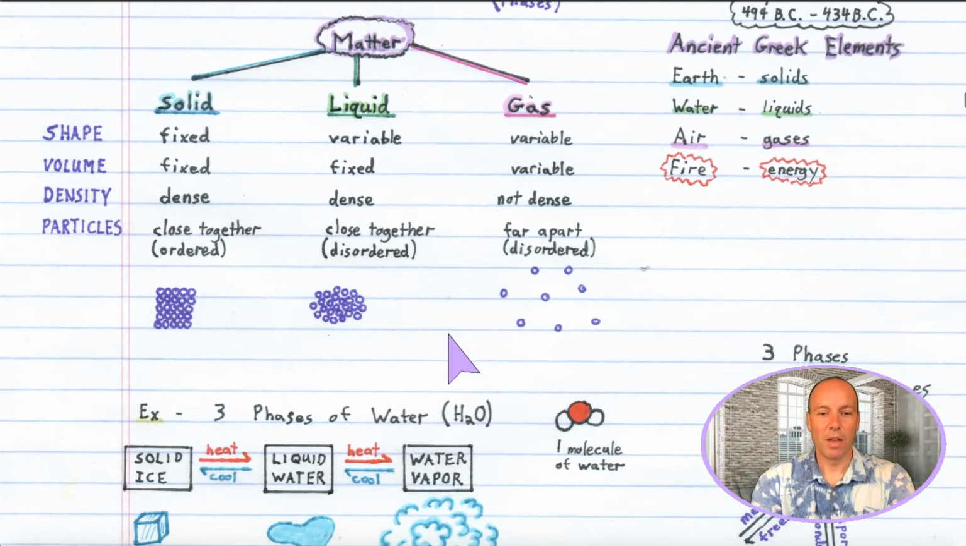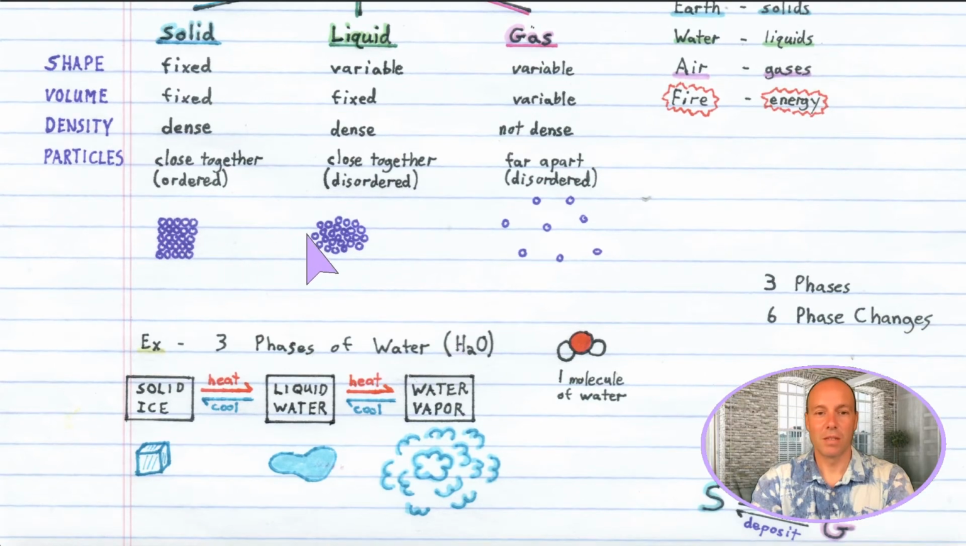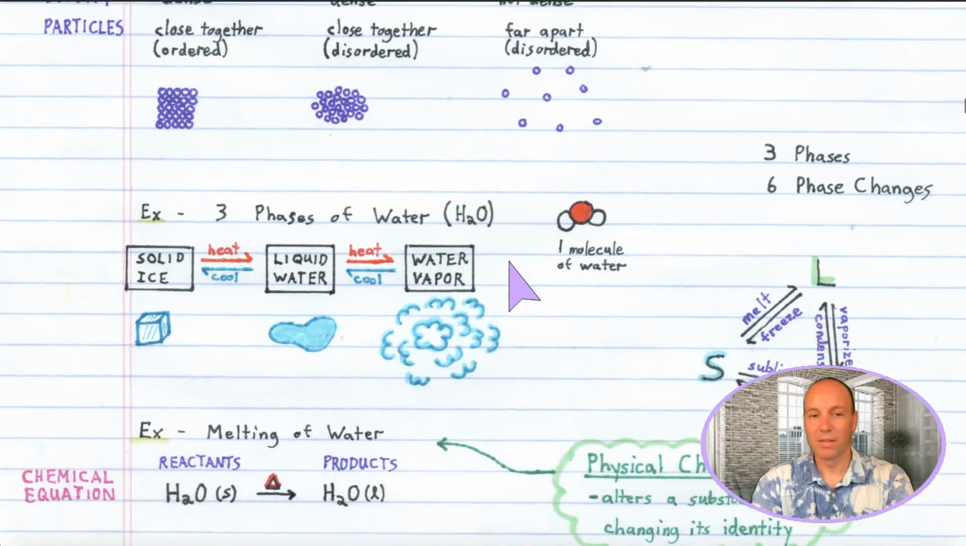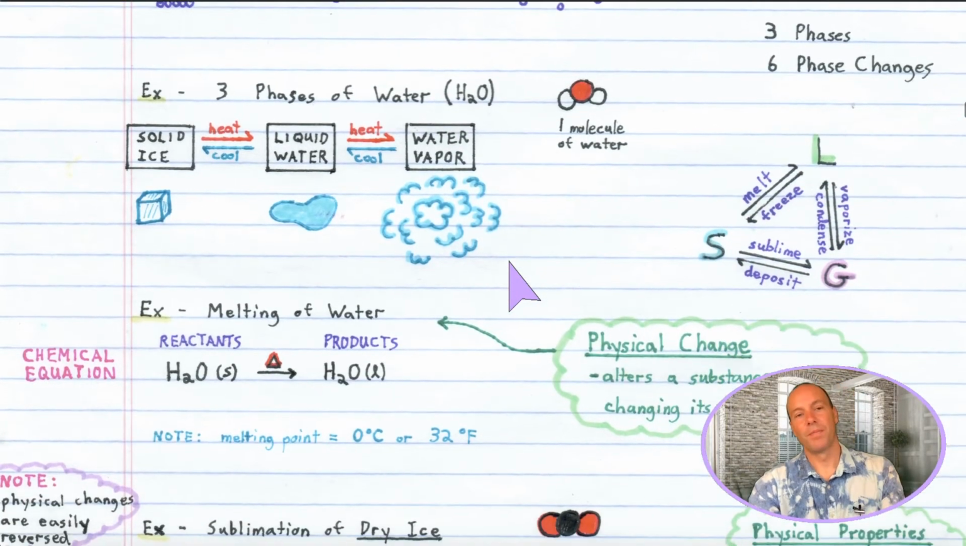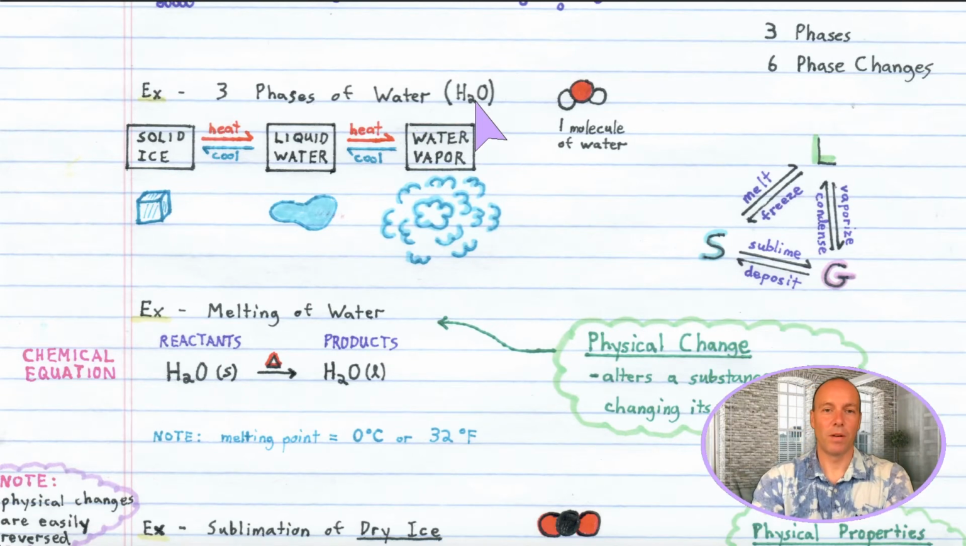Here's an example of a substance in its three phases of matter. Let's take water. We all are familiar with water. The three phases of water, and today we know that water is made of tiny particles called water molecules. This is the smallest piece of water. If you cut this in half, you would no longer have water. So the smallest piece of water is called the water molecule.